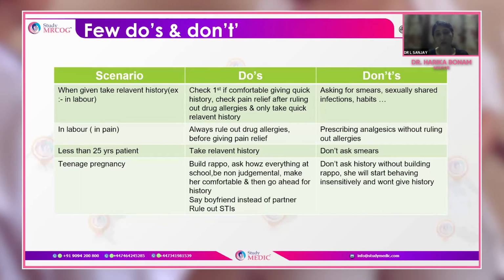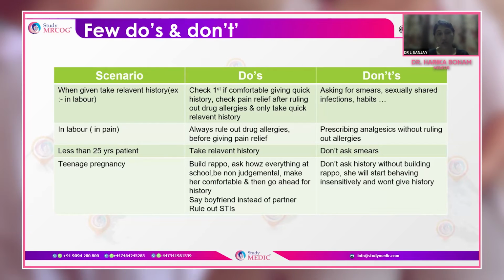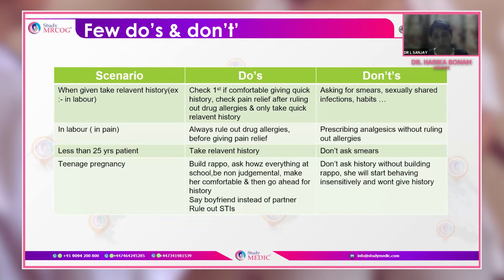Whenever you're talking about the partner, don't use the word partner, use the word boyfriend for the teenager. And always in women who are less than 25 years, it is important to rule out sexually shared infections because the incidence of chlamydia is very high. Now, don't ask the history without building rapport because she'll start behaving insensitively and she will not give us consent to treatment.